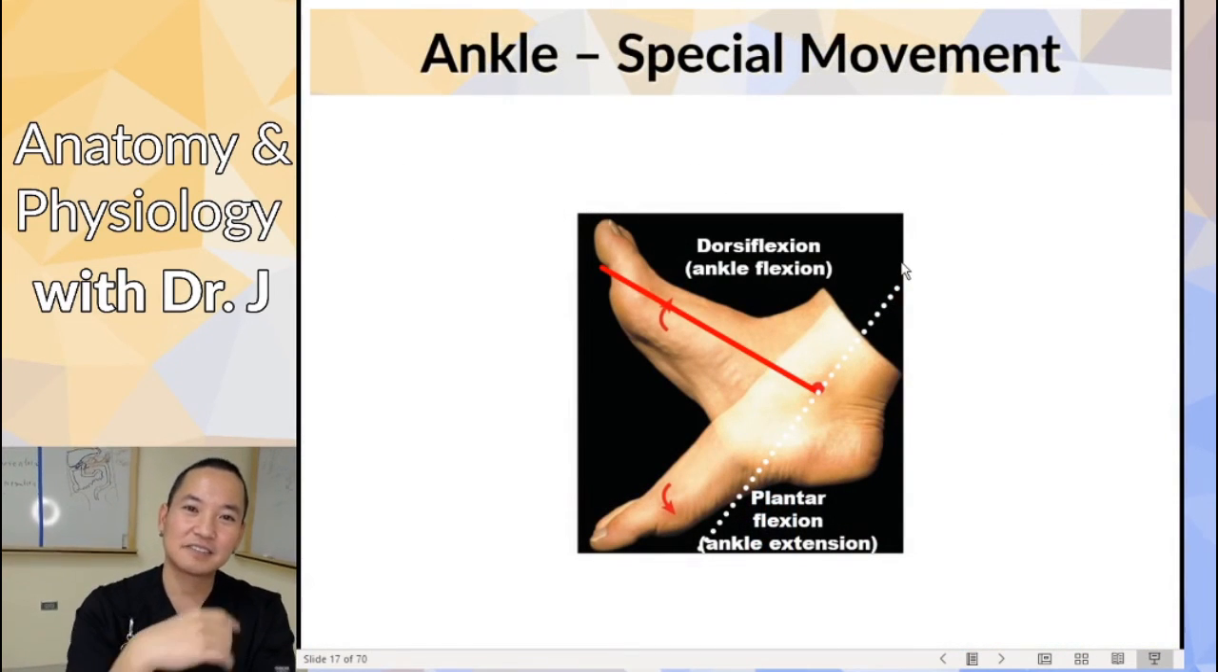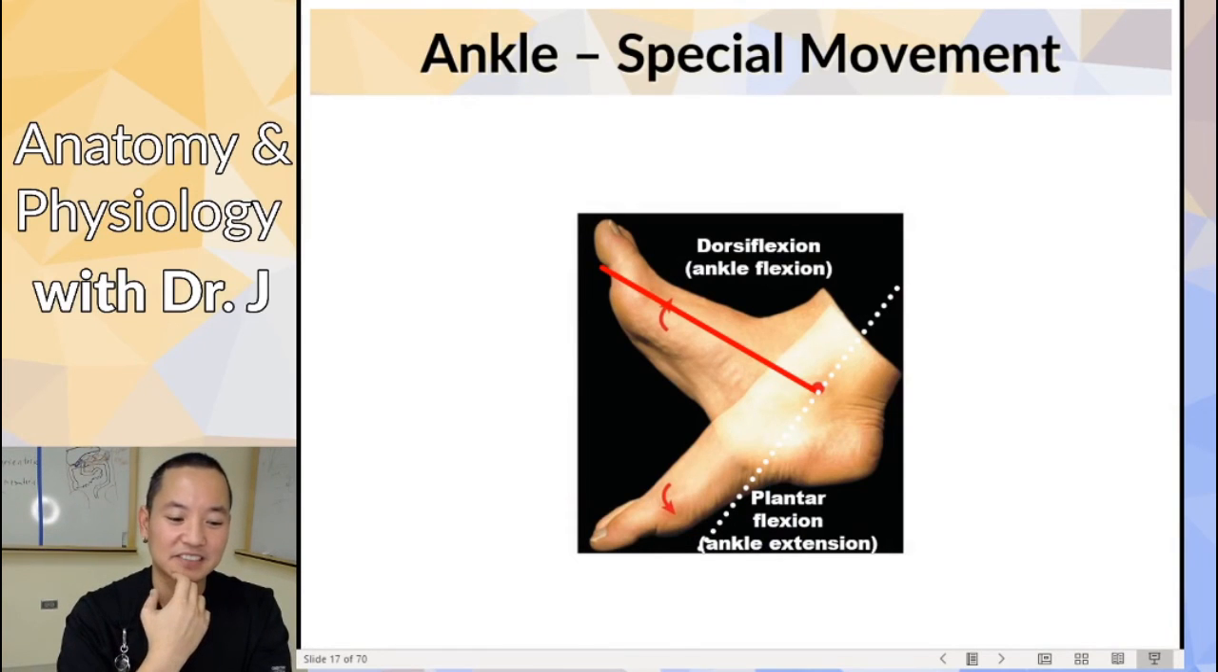All right, so the ankle is a special movement. In anatomical position, your ankle and your foot are pointing forward. If you move it either way, say the ground wasn't there, you'd be moving it toward the posterior either way. So that's why the ankle has a special movement.